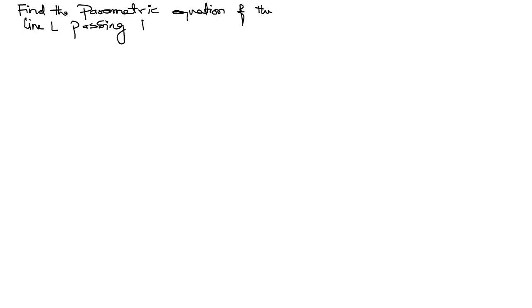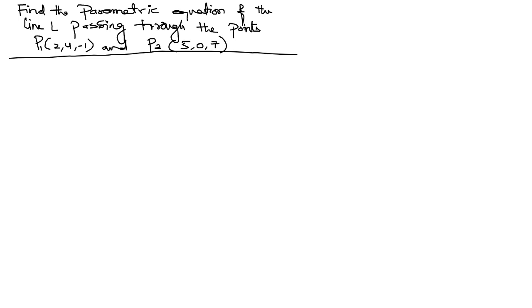Okay, the example is that we have to find the parametric equations of the line L passing through the points P1, which is (2, 4, -1), and P2, which is (5, 0, 7). Now we have to find the parametric equations of this one.